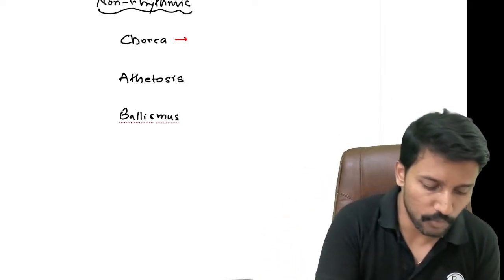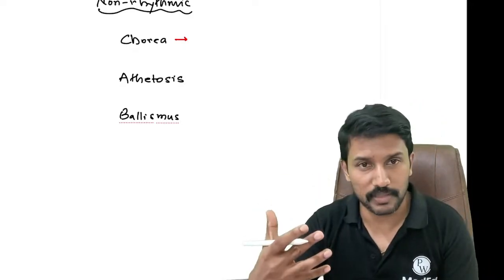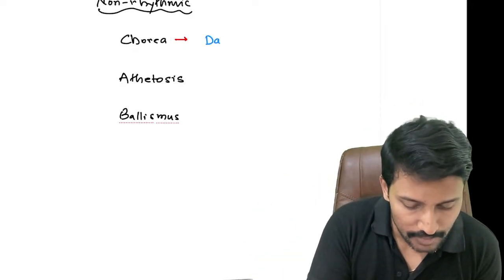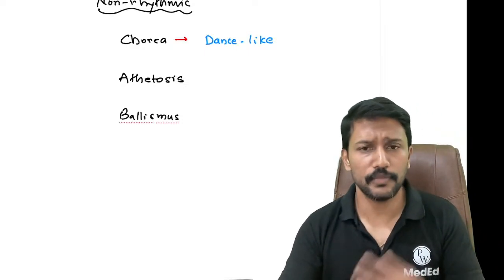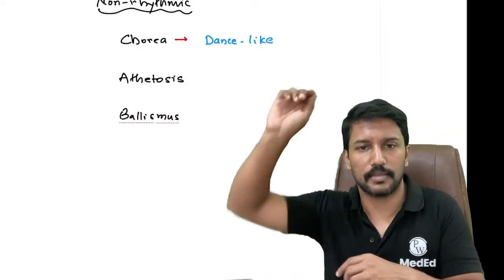So chorea is an abnormal movement disorder where increased movements are happening. Those movements are dance-like. They're usually described as dance-like. Means when you see a patient with chorea, right, they will be doing something like this.